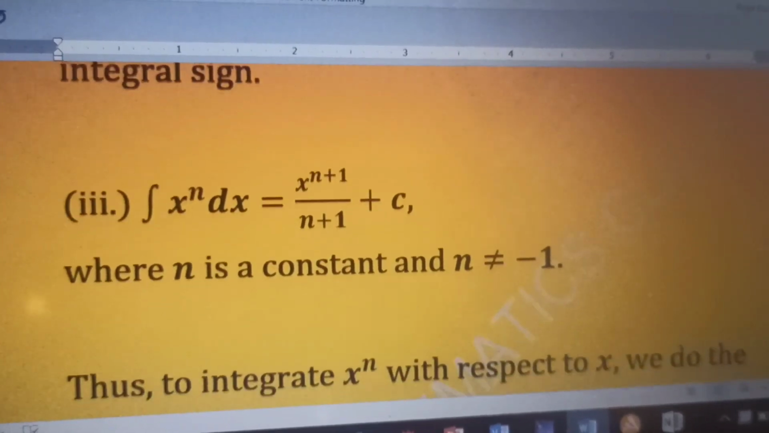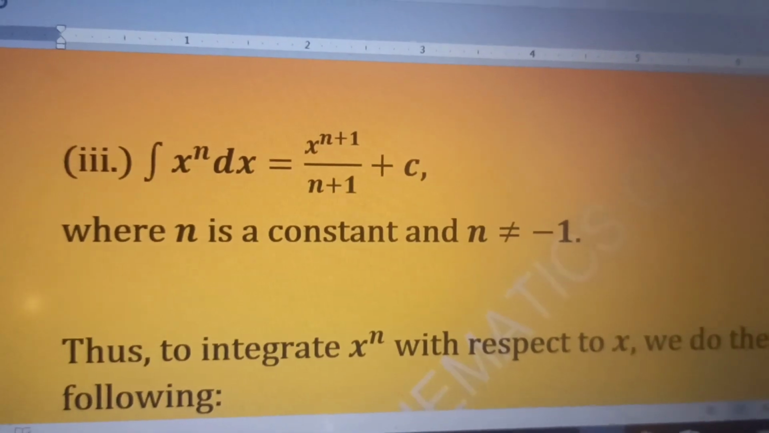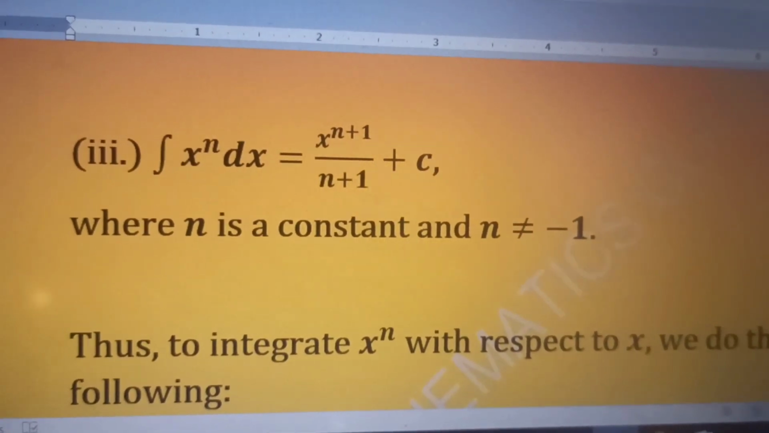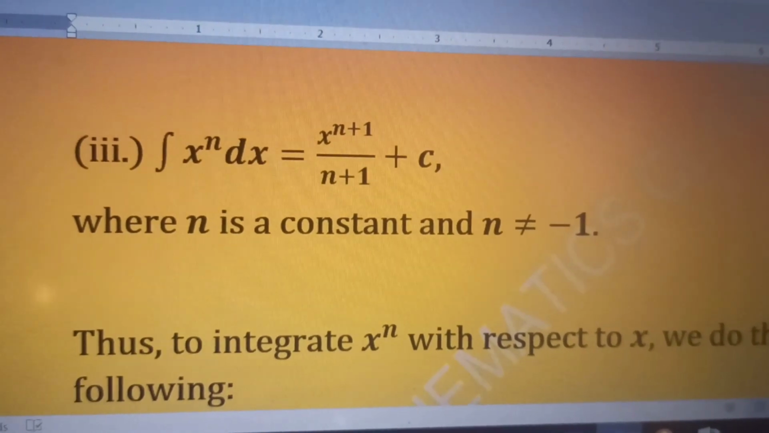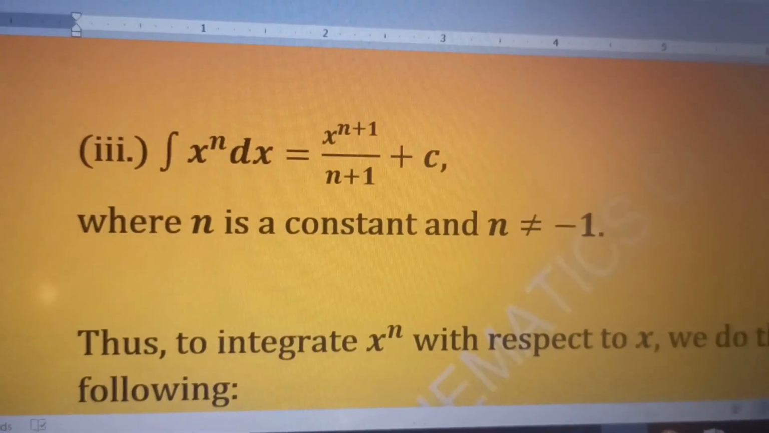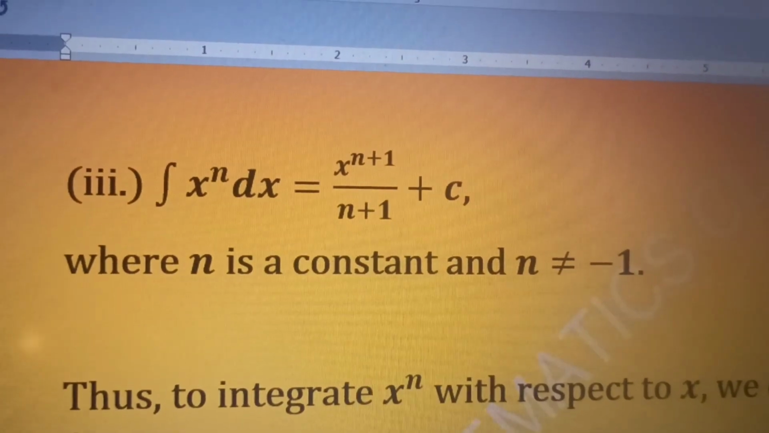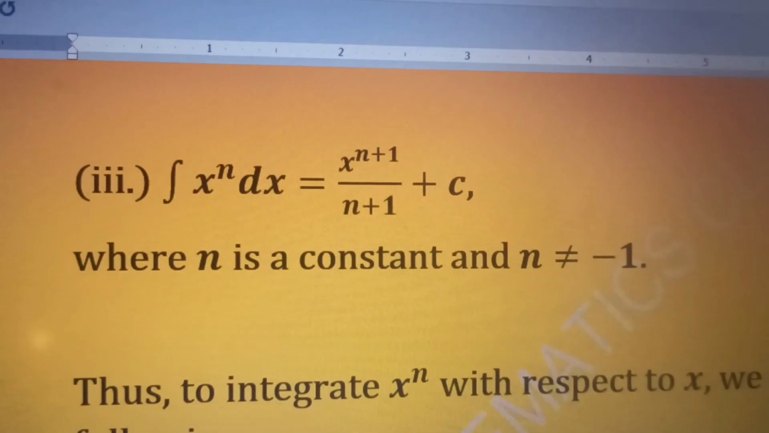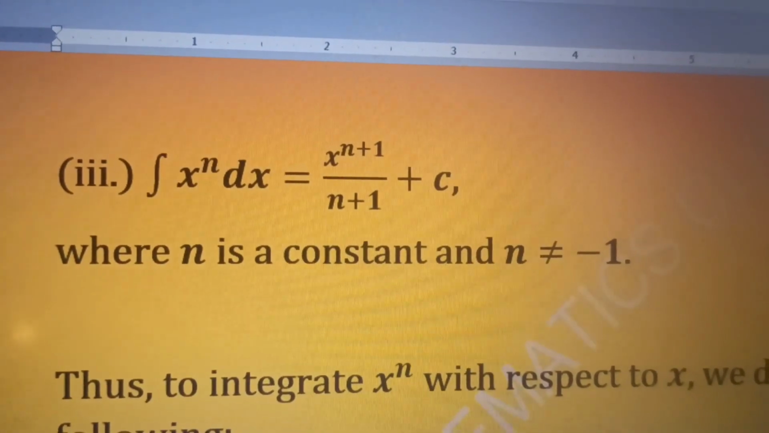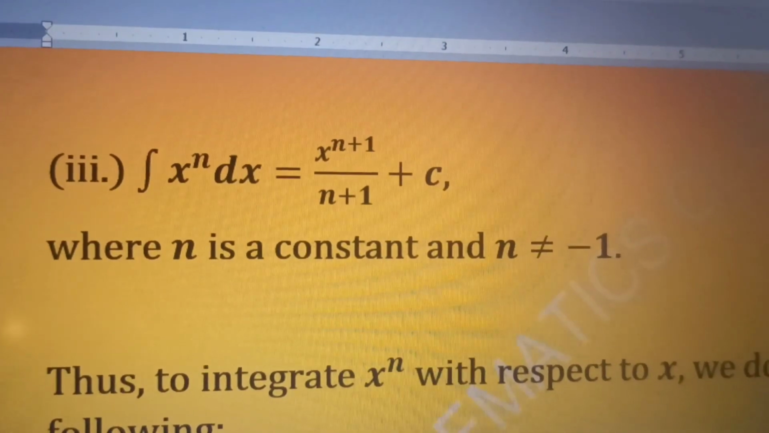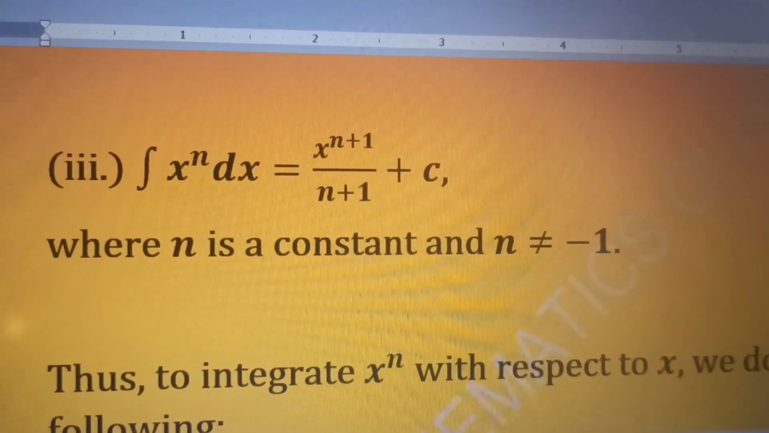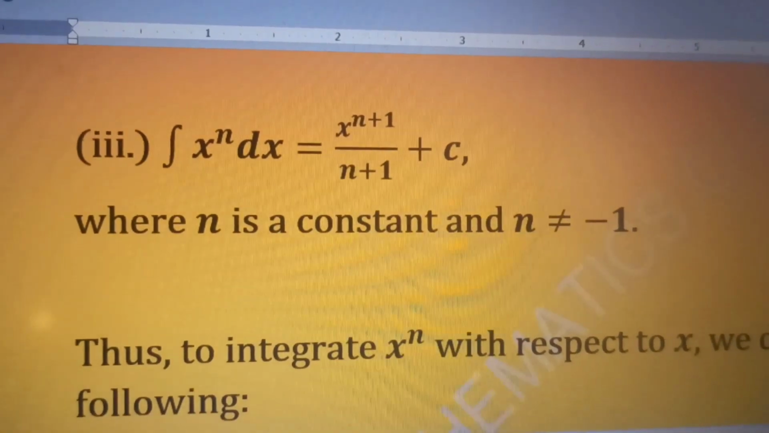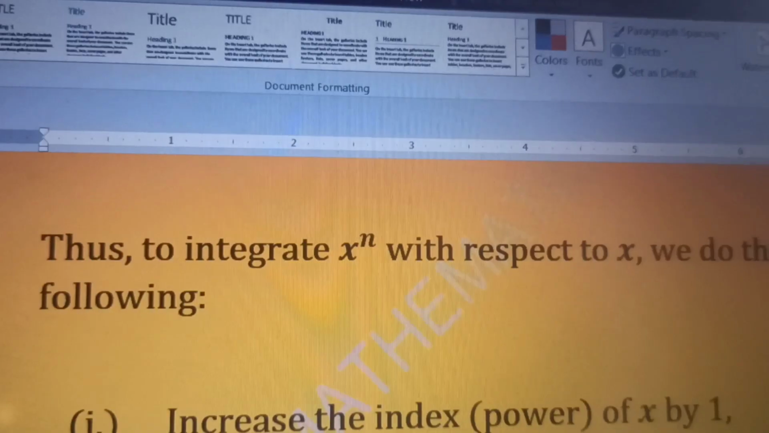And the third one here is if we have the integral of x to the power n dx, it will be equal to x raised to the power n plus 1 all over n plus 1 plus c. Here n is a constant and n is not equal to minus 1. C is called the constant of integration.